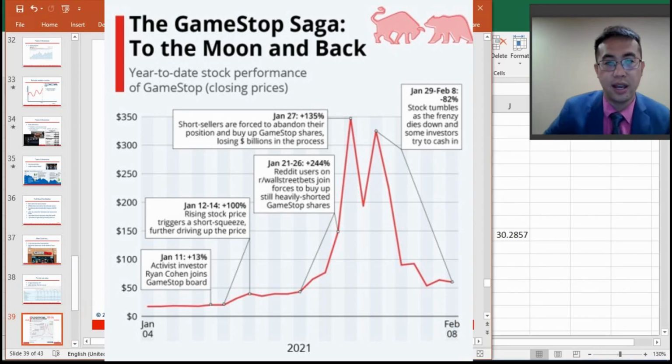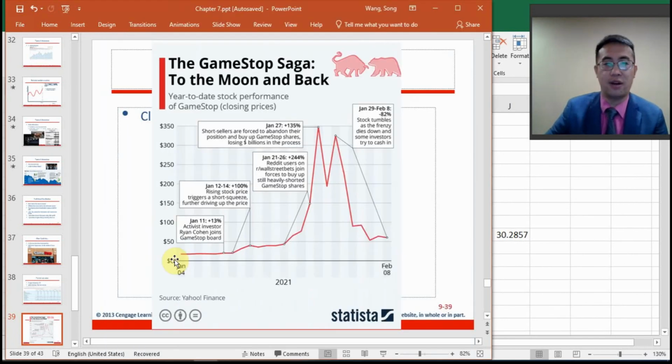And this is a good example to show you how the market price based on investor perception would deviate from its intrinsic value. It could also show you how the short sellers profit. Actually, in this case, they lost. The stock price goes up.